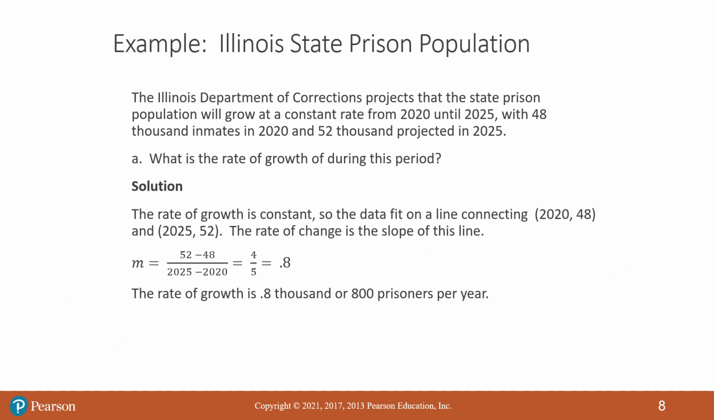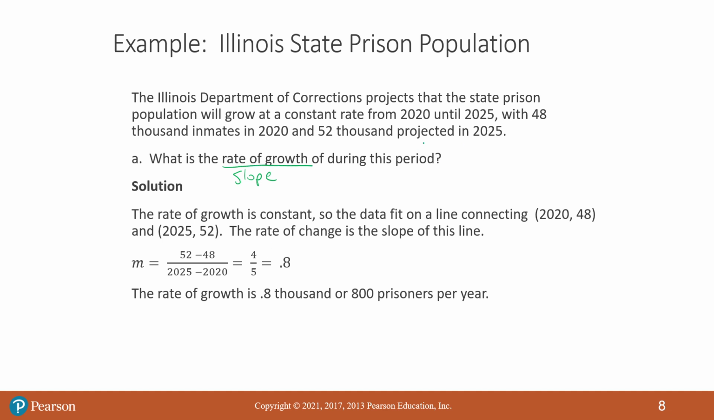The Illinois Department of Corrections projects that the state prison population will grow at a constant rate from 2020 until 2025, with 48,000 inmates in 2020 and 52,000 projected in 2025. What is the rate of growth during this period? What do you think rate of growth is asking for? Rate of growth is another fancy way to ask for slope.